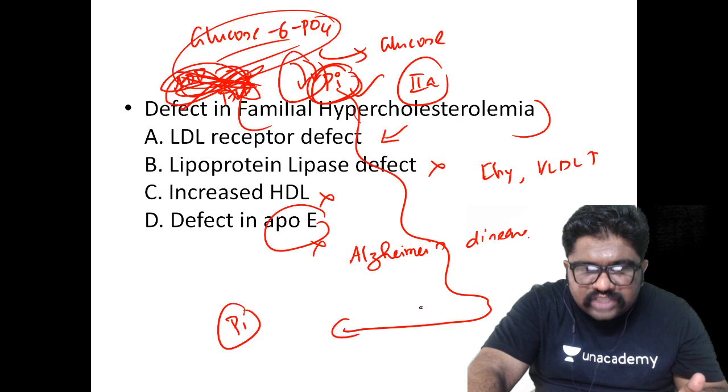So here, what is the chemical reaction you have to know? A pyruvate is trying to become acetyl-CoA.